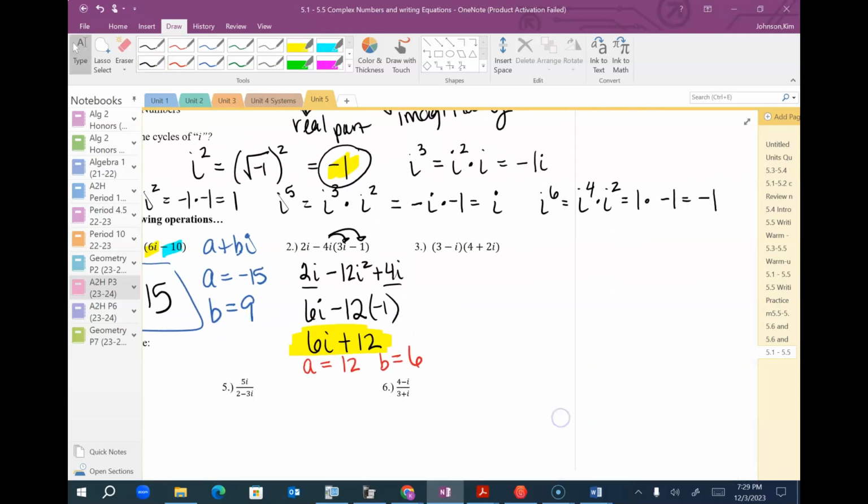Okay. Final one here with multiplication. We get distribution. 3 times 4 is 12. I'm going to pause the video and then just get the answer real quick, and you can check and see if you're right. Go ahead and pause the video too.